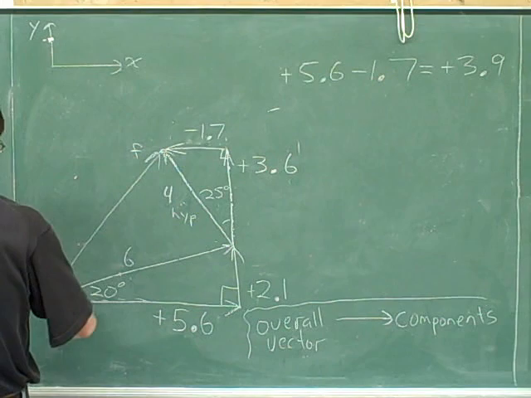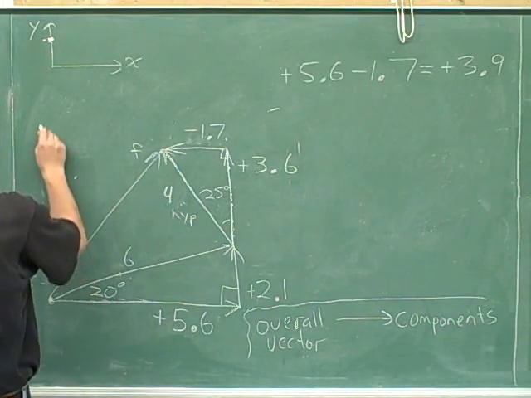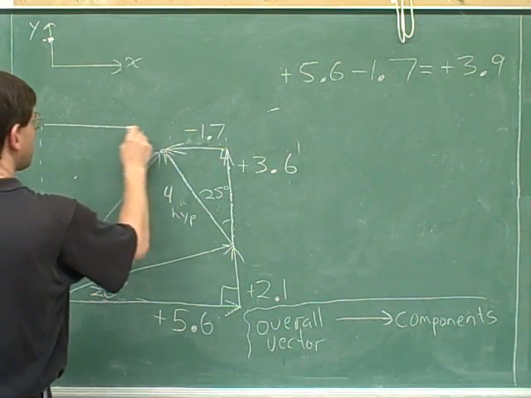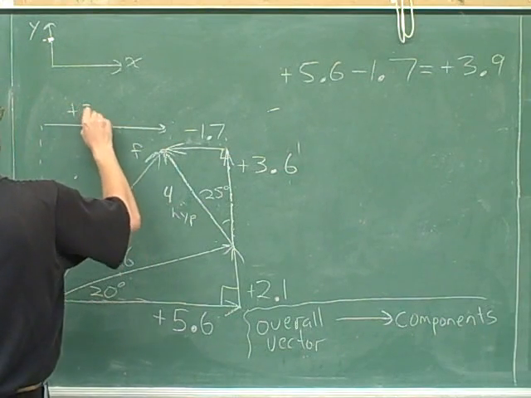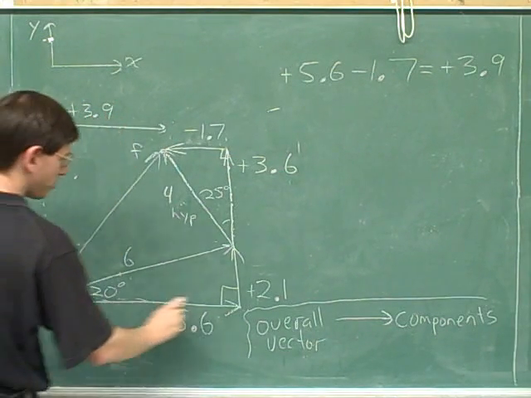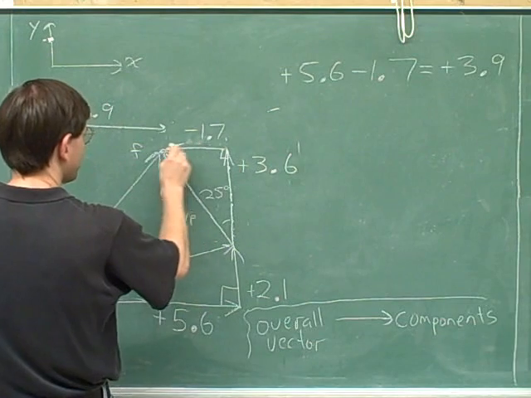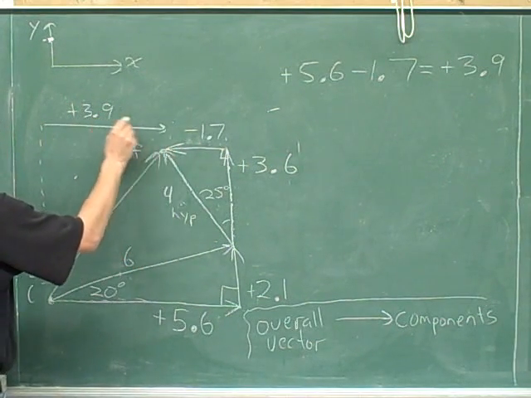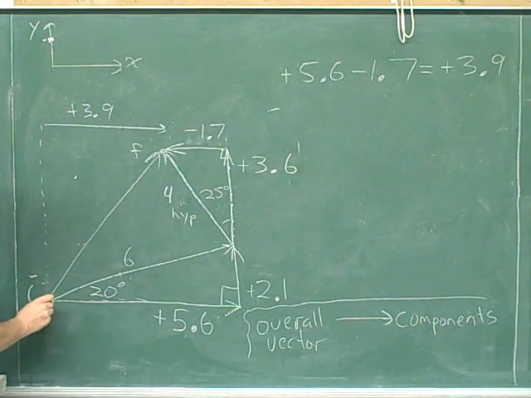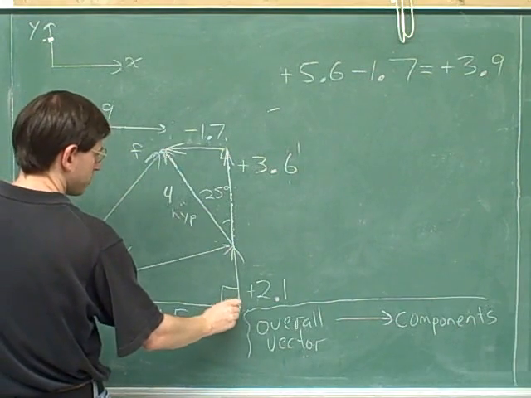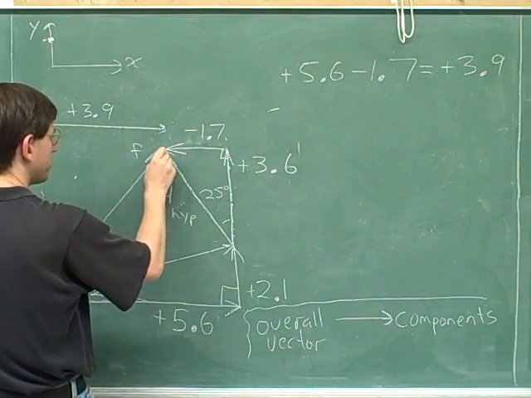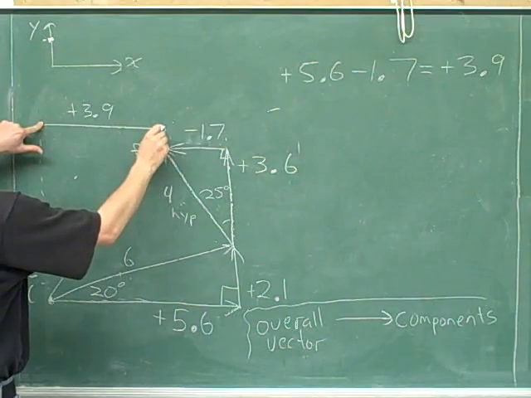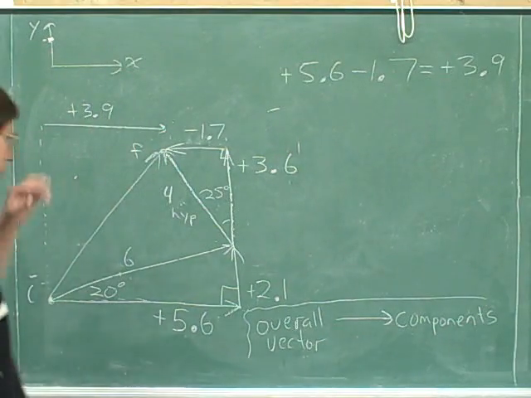We could label that over here. If we go 5.6 meters to the right and then 1.7 meters to the left, we end up 3.9 meters to the right of where we started. Starting from here, we went 5.6 meters to the right, then we went 1.7 meters back to the left, so we ended up 3.9 meters to the right of where we started.